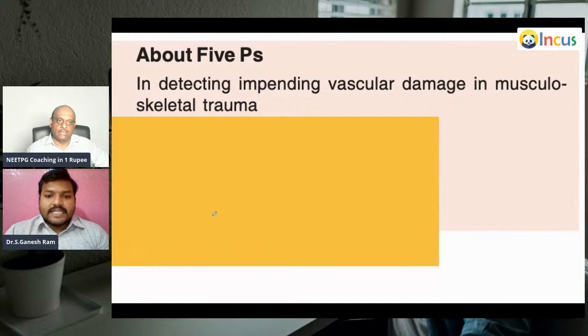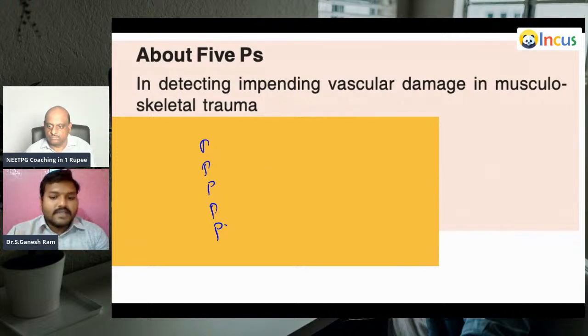Oh, it is mostly seen in compartment syndrome, sir. Compartment syndrome or a crush injury, wherever the blood supply is cut off, there are 5 P's. Actually, we can add one more P also. The 5 P's most commonly said are pain, pallor, paresthesia, pulselessness, and paralysis.